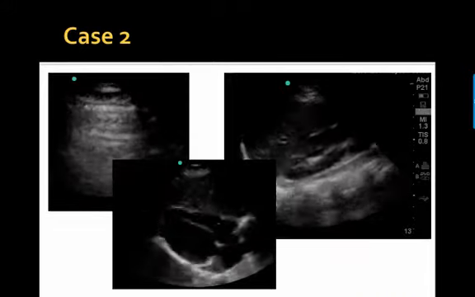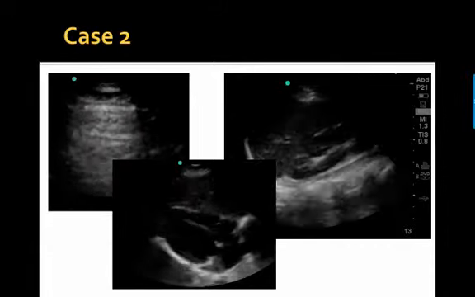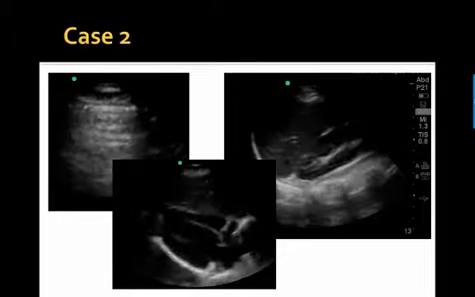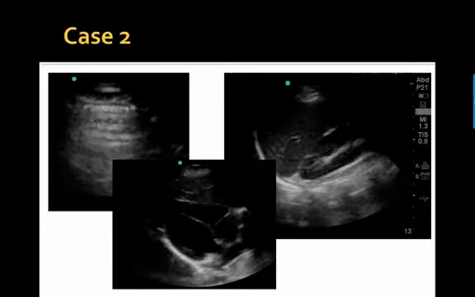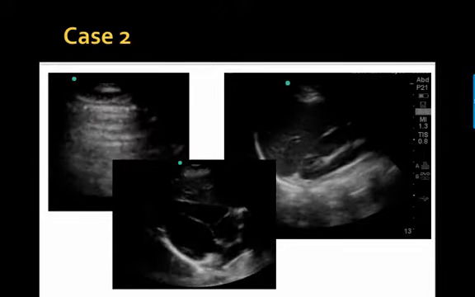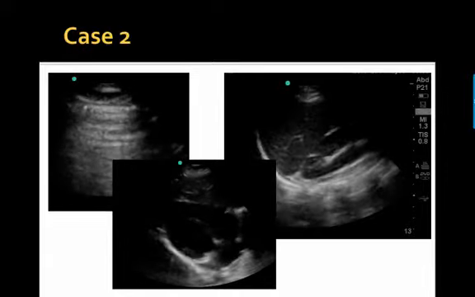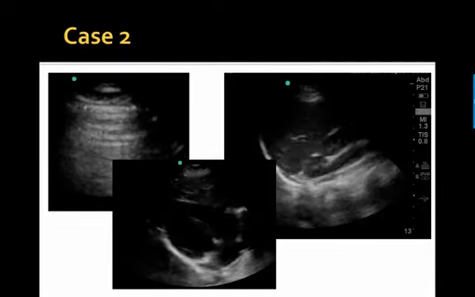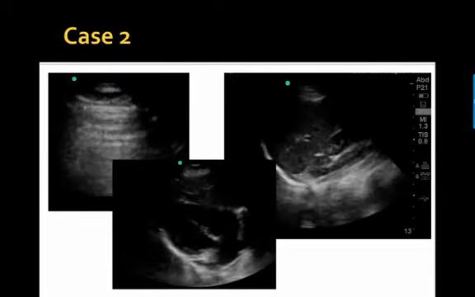So you decide to go ahead and do a FAST exam. Now, as you can see on the left, the lung ultrasound is normal with good slide. The subxiphoid window of the heart is normal without any evidence of hemopericardium. And the representative image on the right of the right upper quadrant is negative for any hemoperitoneum. So this is a negative FAST exam.